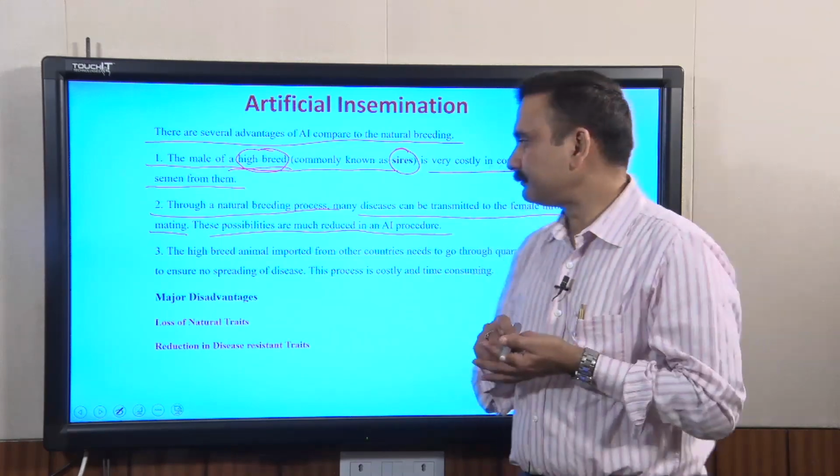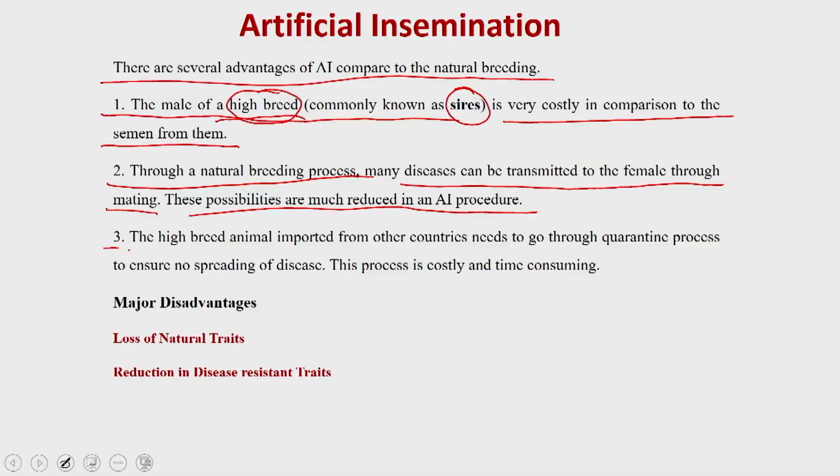Hybrid animals imported from other countries need to go through a quarantine process to ensure no spreading of disease. Even if you have the money and would like to buy a hybrid from a neighboring country, when these breeds come to our country, they have to go through a quarantine process.